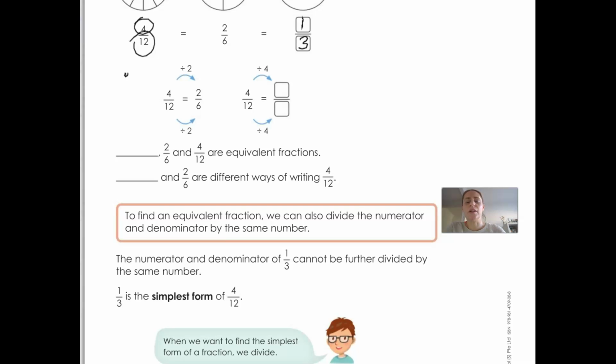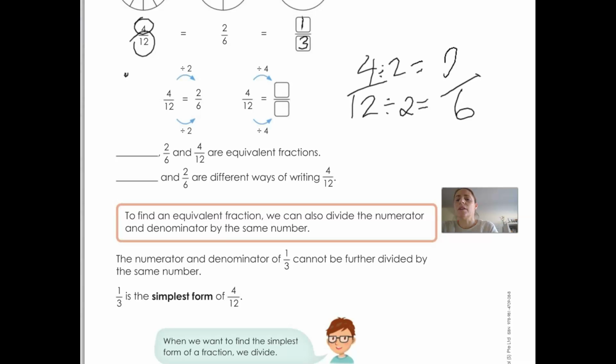Okay, moving up the page, it shows us here how we went from 4/12 to 2/6. What we did is, and remember I said yesterday, what you do to the bottom, you do to the top. We went 12 divided by 2 equals 6. Then we went 4 divided by 2 equals 2. And I'm going to write it down as a visual. So you have the 4/12. 12 divided by 2 equals, it's just half, 6. And 4 divided by 2 equals 2.